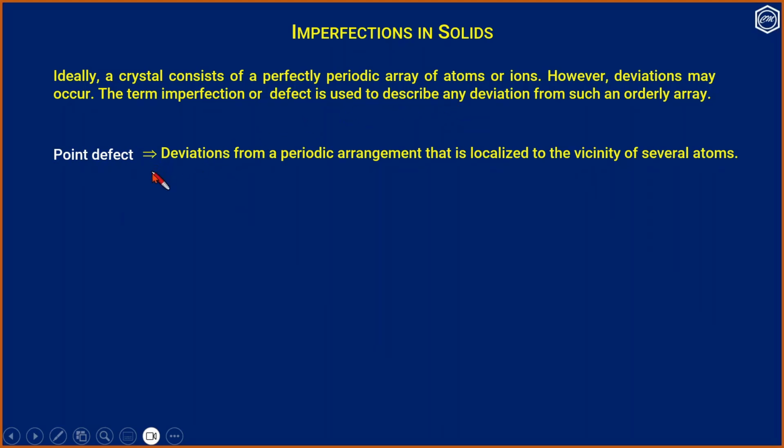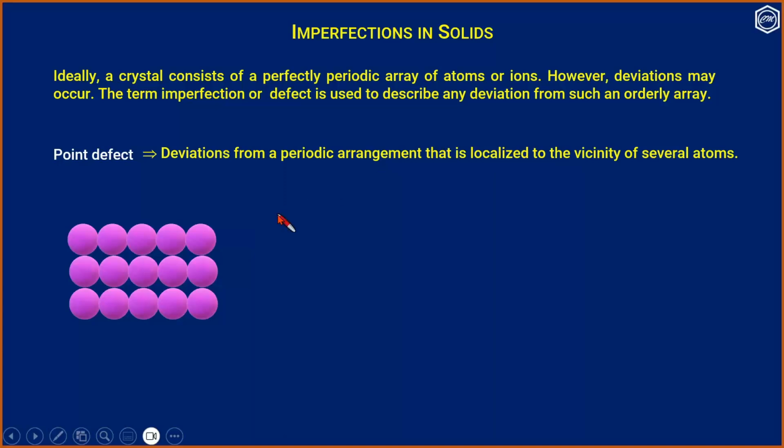Point defects. These are deviations from a periodic arrangement that is localized to the vicinity of several atoms. This is a perfectly ordered arrangement. Now, a constituent is missing from this position, and that generates a defect.